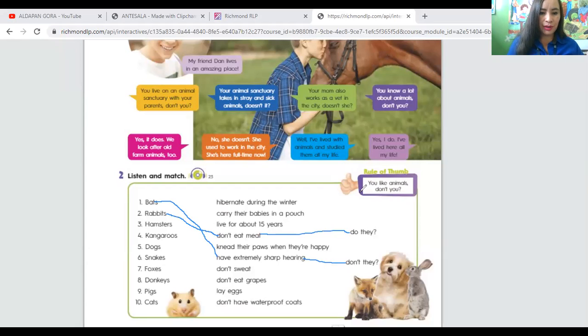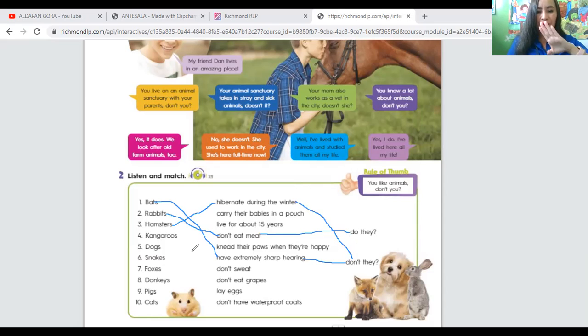Then we have number 3, hamsters. Hamsters hibernate during the winter, don't they? This is what you have to do. Look at the presentation, and this is what you have to do in your book.